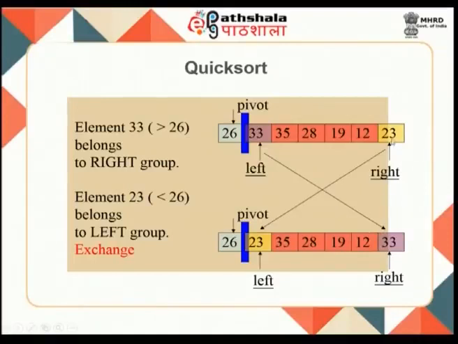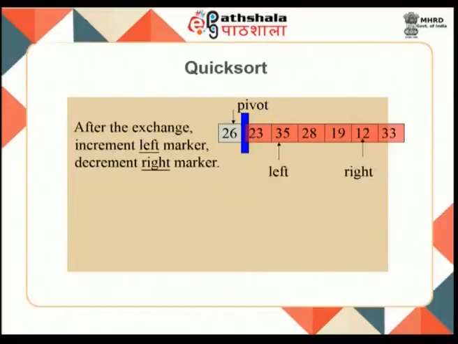Now you can see very well this 23 comes here and this 33 goes to this particular side. After the exchange we are incrementing the left marker as well as decrementing the right marker. Now you can see that the left element is 35 and the right element is 12.